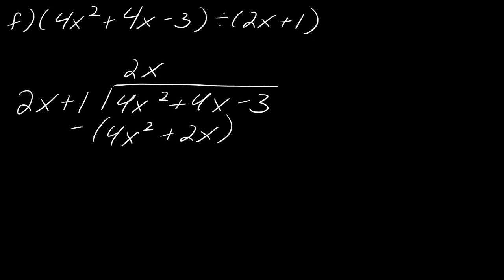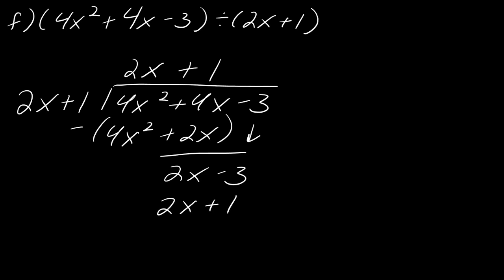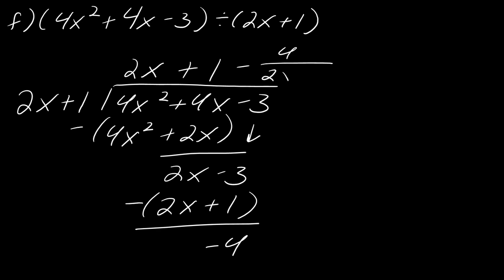I'll subtract this off. So if I distribute this, the 4x squareds drop out. 4x minus 2x will leave me with 2x. Bring down the 3. 2x goes into 2x one time, so then I need to subtract off 2x plus 1. So if I subtract this off, I will get negative 3 minus 1. So this is negative 4, and so this is one problem with a remainder. So this is going to have a remainder of negative 4 over 2x plus 1.